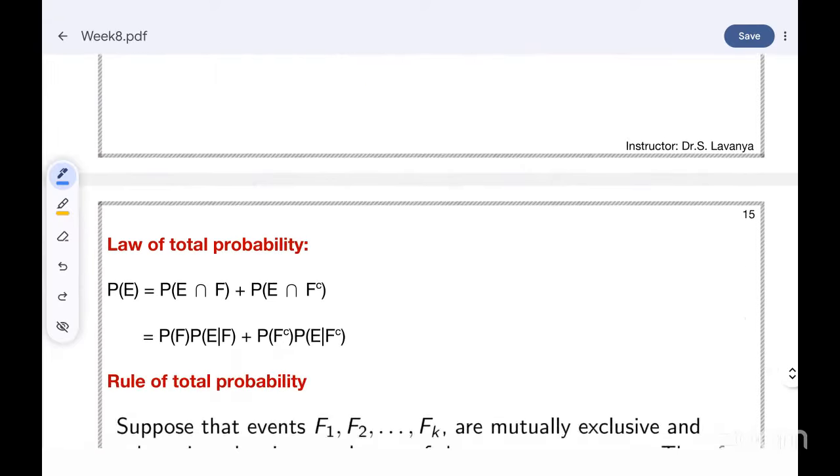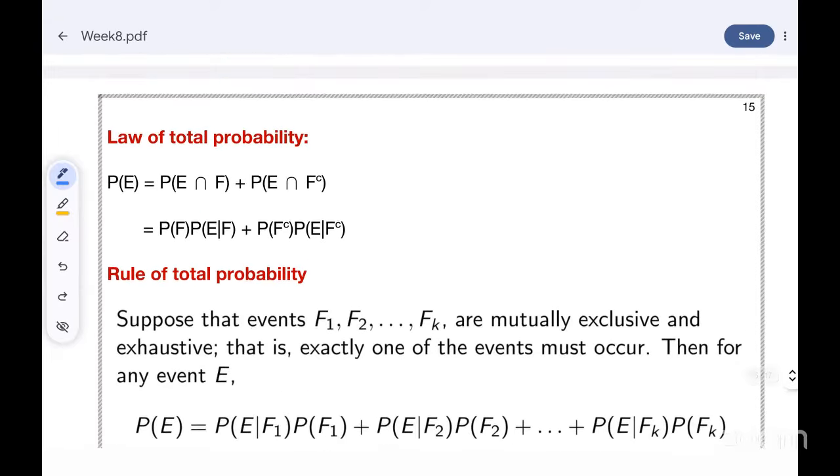Now the next part is the important part. I guess so far all the topics were clear for everyone. Now we move to the next one. This explanation I have already given: why P of E is equal to P of E intersection F plus P of E intersection F complement. This part I have already explained using the Venn diagram.